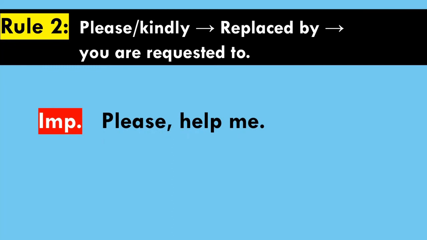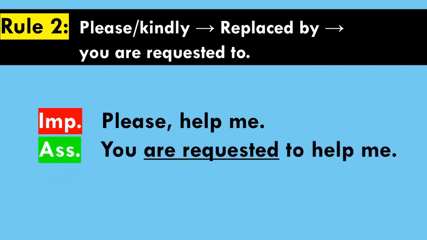For example, "Please help me" will be converted into "You are requested to help me." What we have done here: as it is imperative, it starts with please and v1, and as it is assertive, it starts with subject and verb. Please is converted into "you are requested to," and after to also we use v1. So this is how we convert imperative to assertive. Though we change the structure and everything, the meaning does not change. "Please help me" and "You are requested to help me" both have the same meaning.